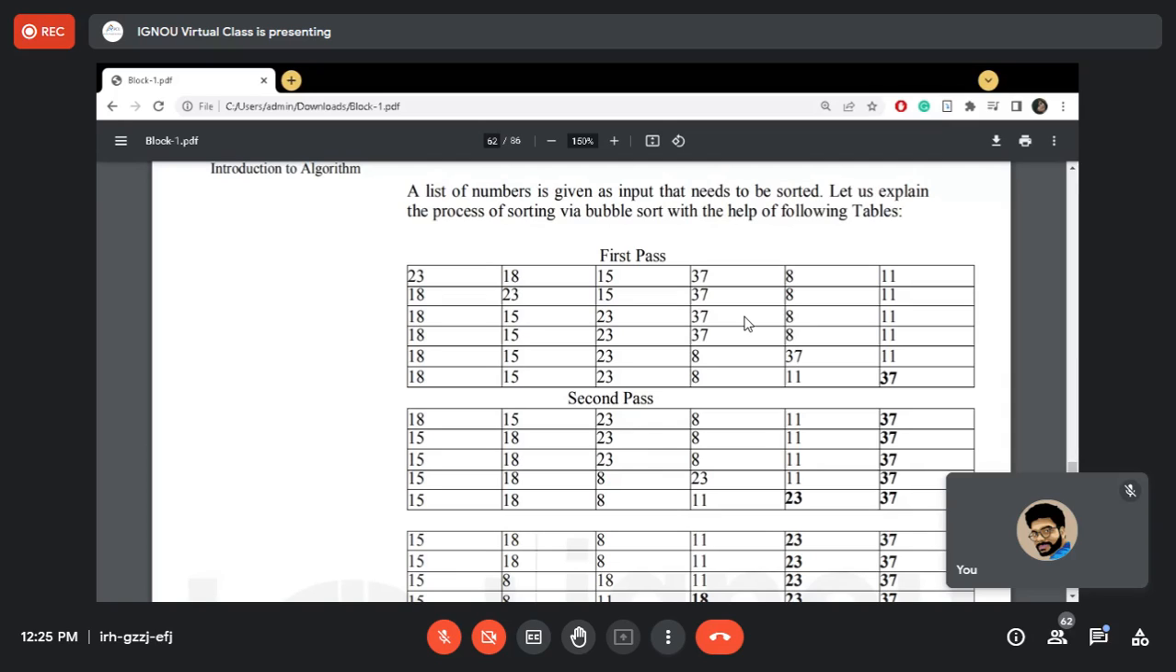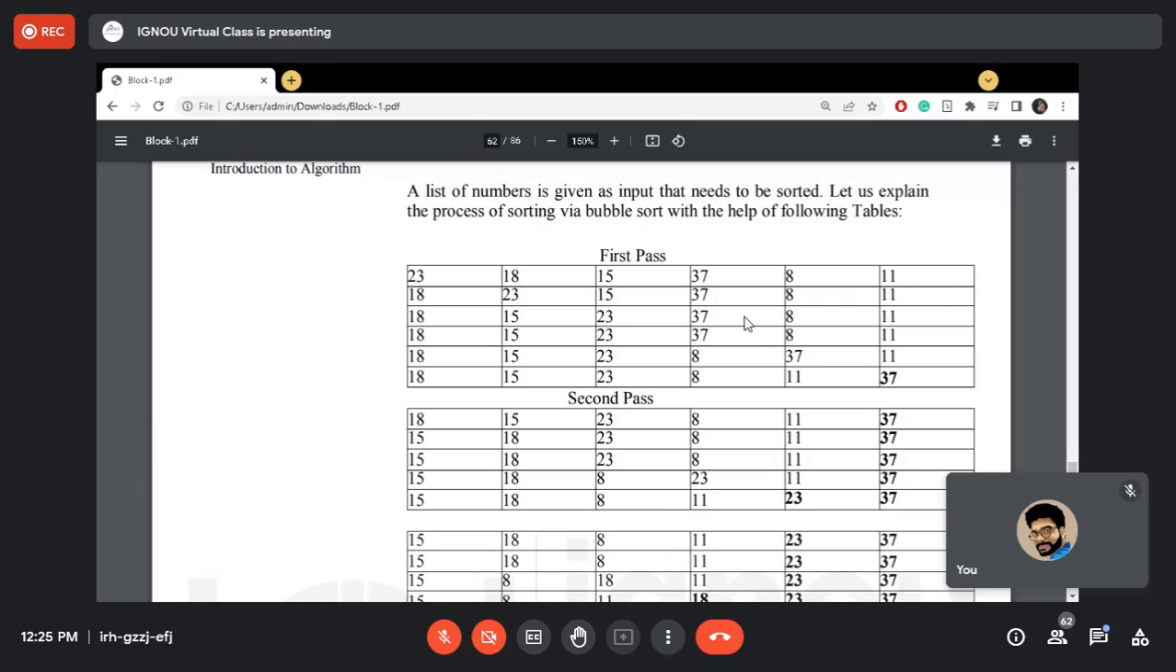So we have to compare the adjacent values. For adjacent values, we pick the first values, 23 and 18. 23 is greater than 18, so we have to swap those values. My request to everyone, kindly mute. So 18 and 23 are swapped and both are in the correct position. The smallest value, 18, is in the first position.